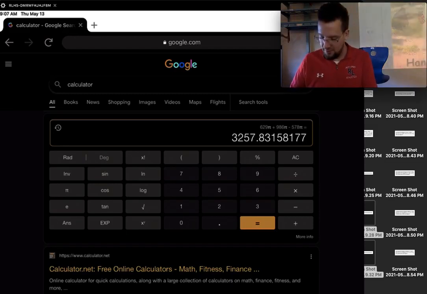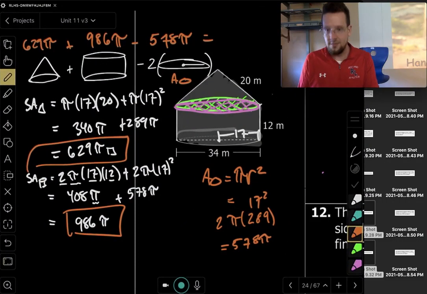3857.83. That's the right answer too. So our answer is 3857.83. These were meters squared. Ta-da.